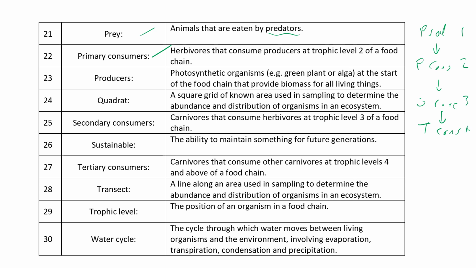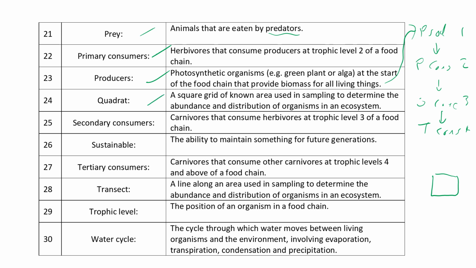Photosynthetic organisms, green plants or algae, are the start of the food chains that provide biomass for all living things. Start of the food chain: producer. A square grid of known area used in sampling to determine the abundance and distribution of organisms. Okay, it's a little square that you throw across daisies on a field: quadrat.